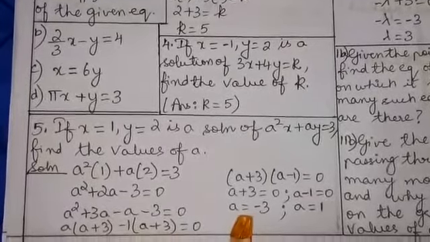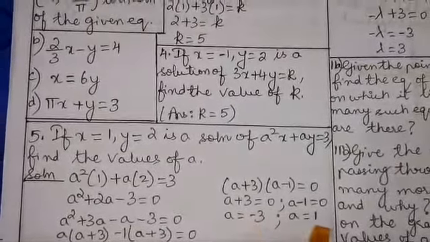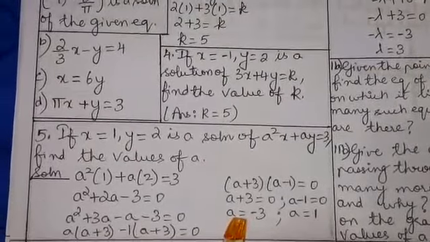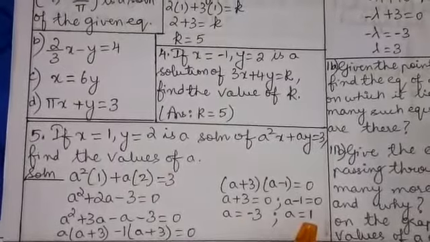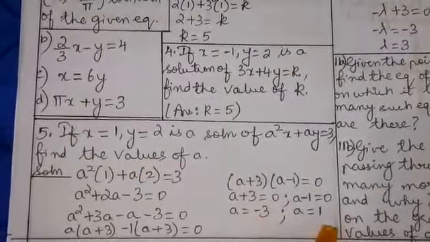And the values of a are minus 3 and 1. So a can take the value minus 3 or 1. And that's what we had to find. Find the values of a. So a can be minus 3 or a can be 1.